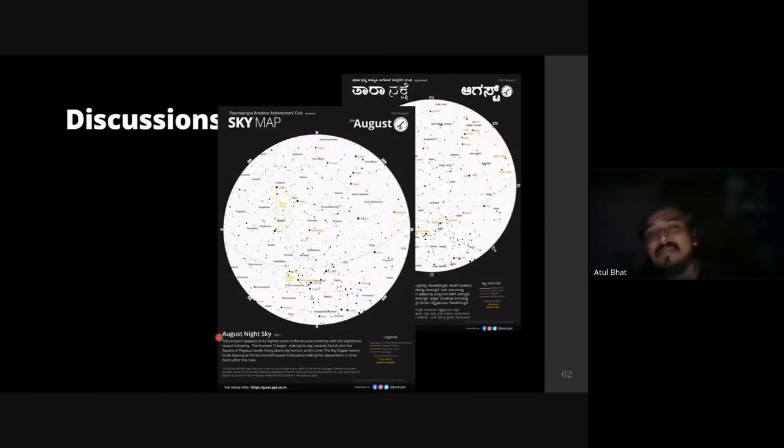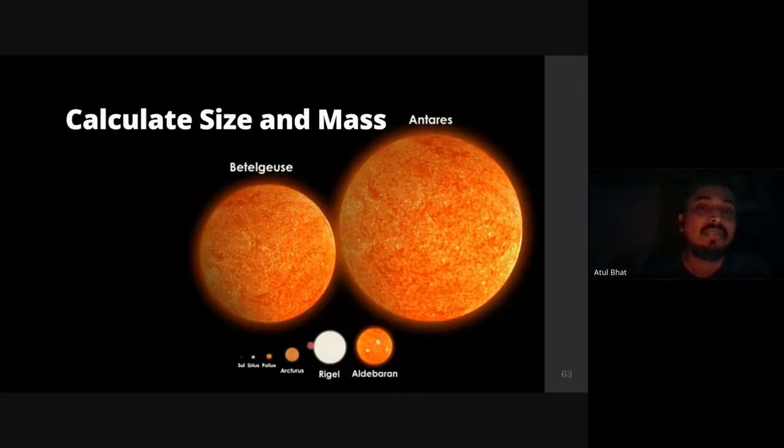And then there are sky maps. You can download many sky maps online. Find the one relevant to your location. I have made these also. I will share this. These are specific to Indian time, so you'll find it better. The Indian latitude, more specifically, and you'll find some history and regional names written in here. So you can download this.